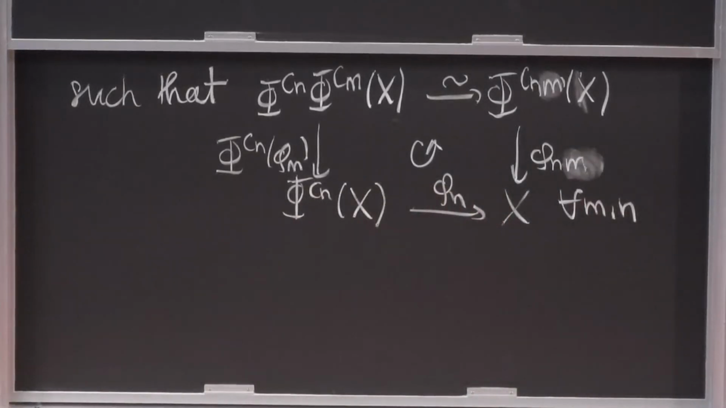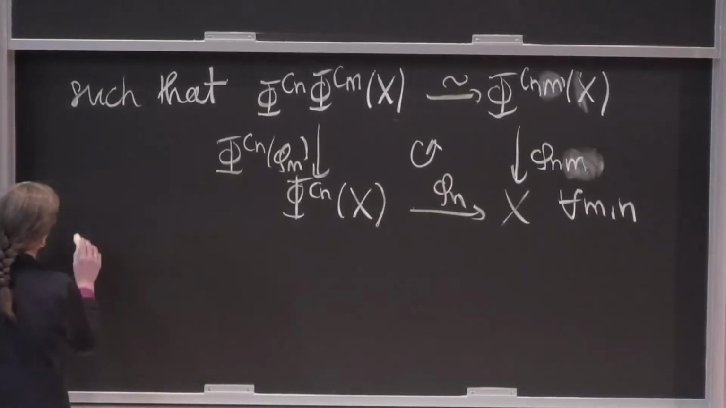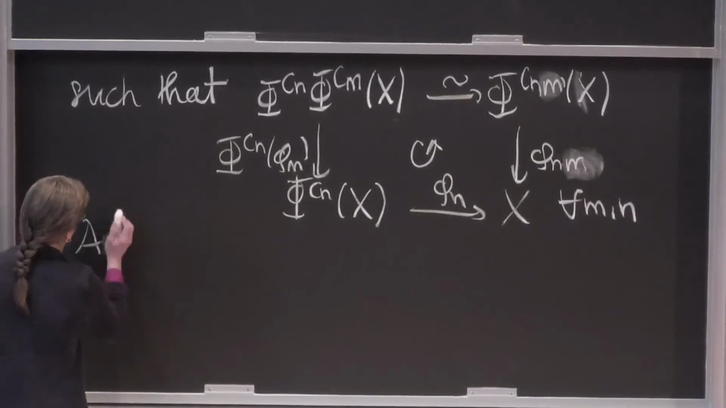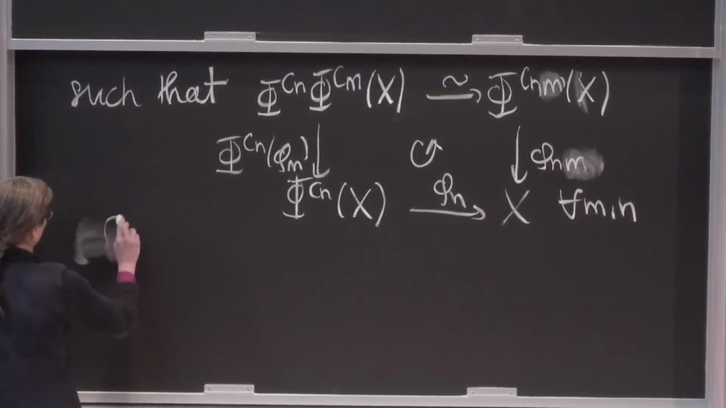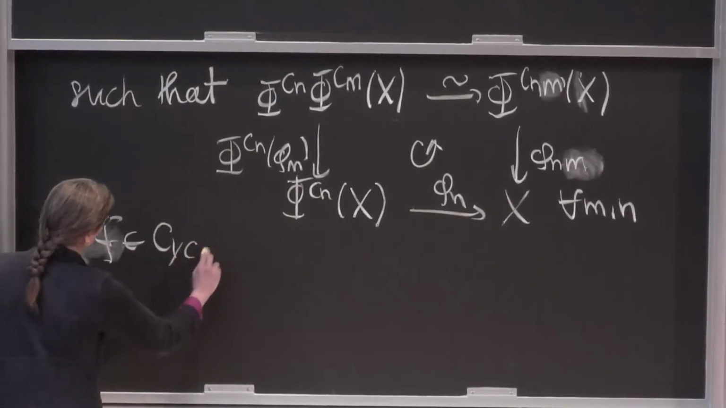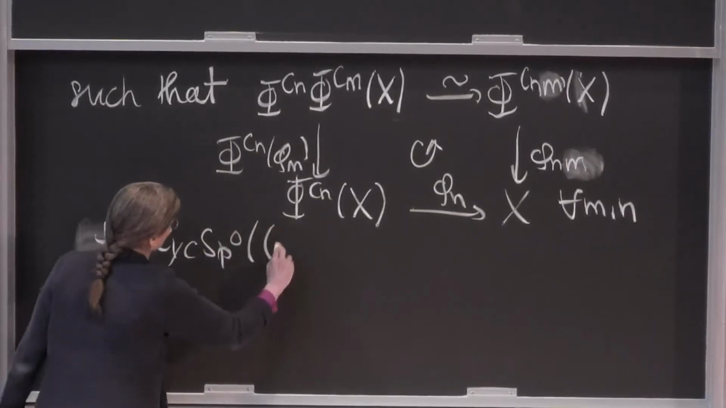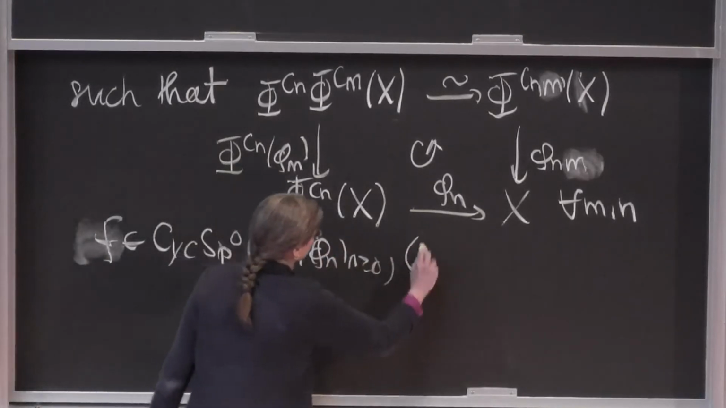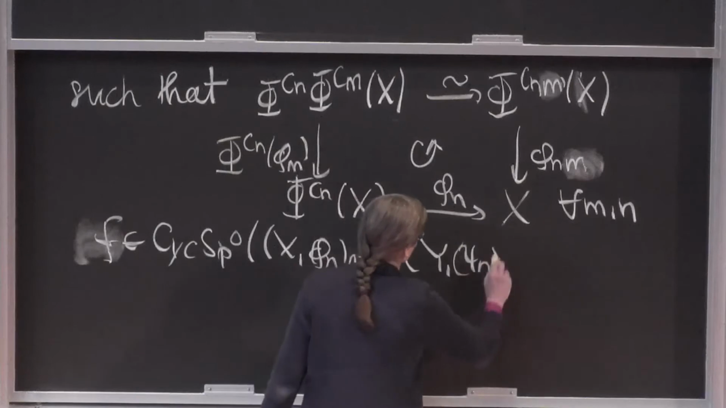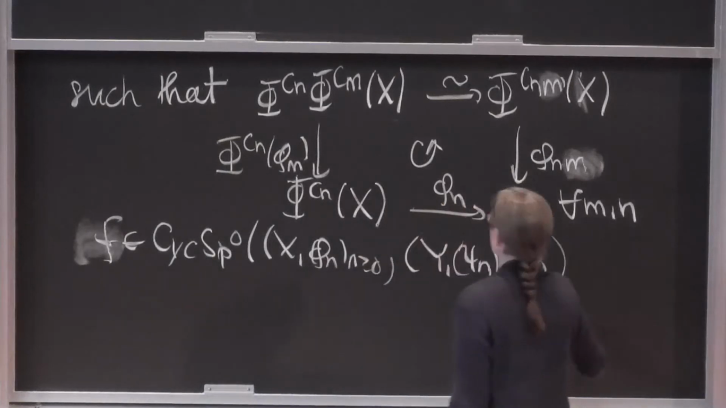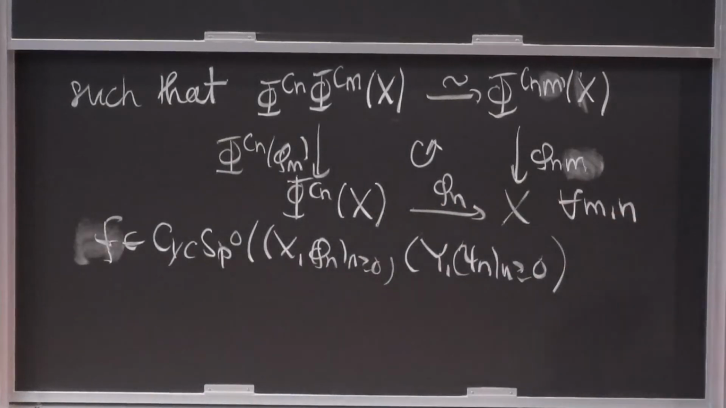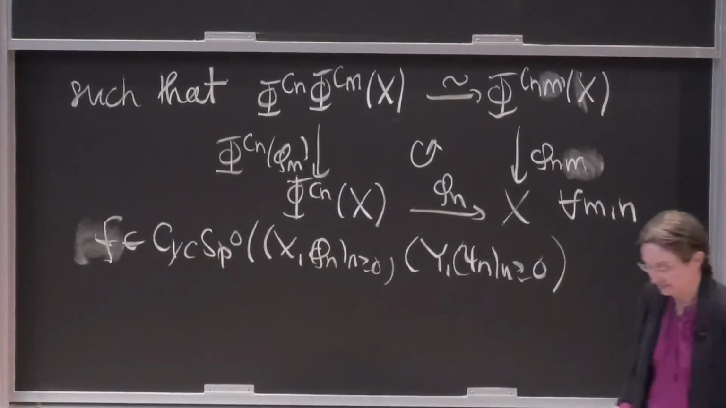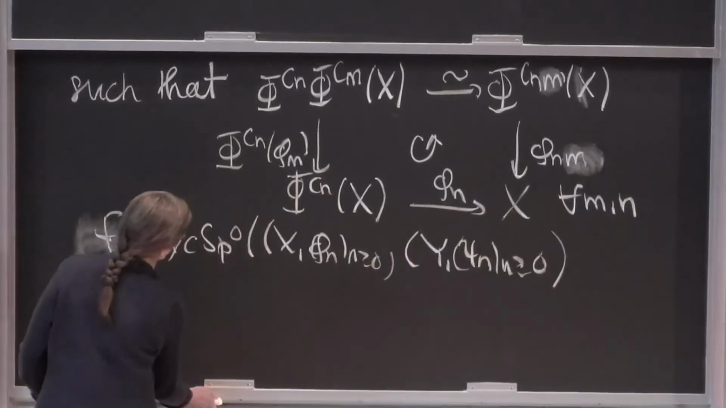Right. So we get this. And then we're going to say that a map of cyclotomic spectra, so if I have an F, which is a morphism of cyclotomic spectra between two pairs like this, is an F equivalence if on the underlying T spectra, it's an F equivalence.